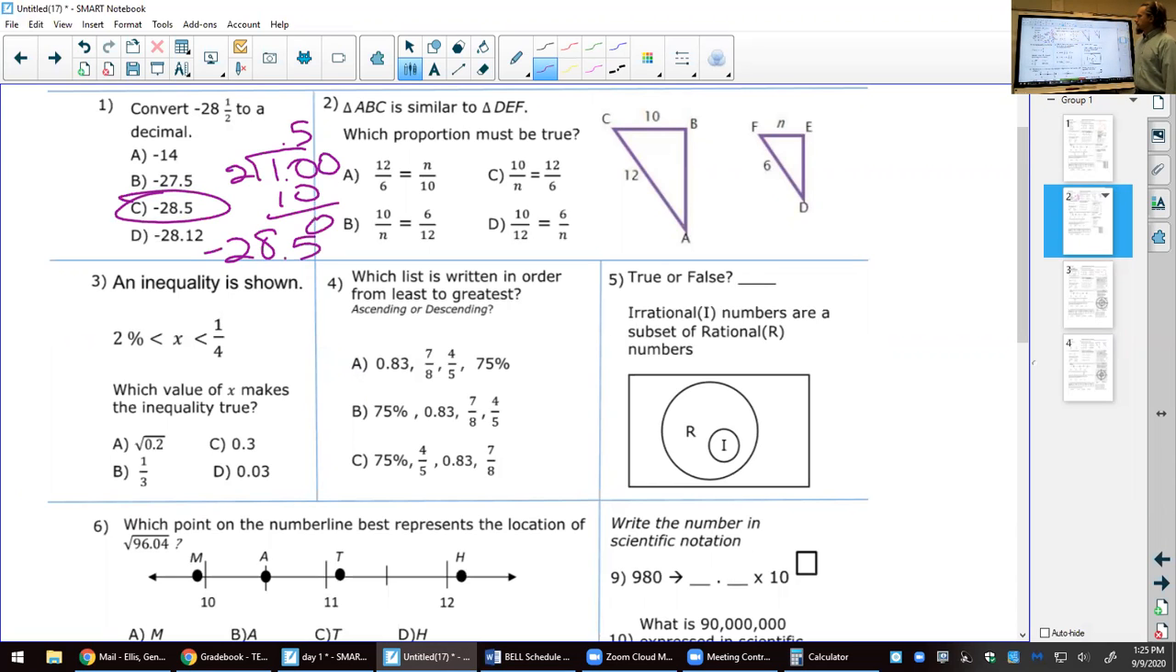Okay. I think the answer choices are different on the online version. Whatever. Okay, so let's see. ABC similar to DEF, which proportion must be true?